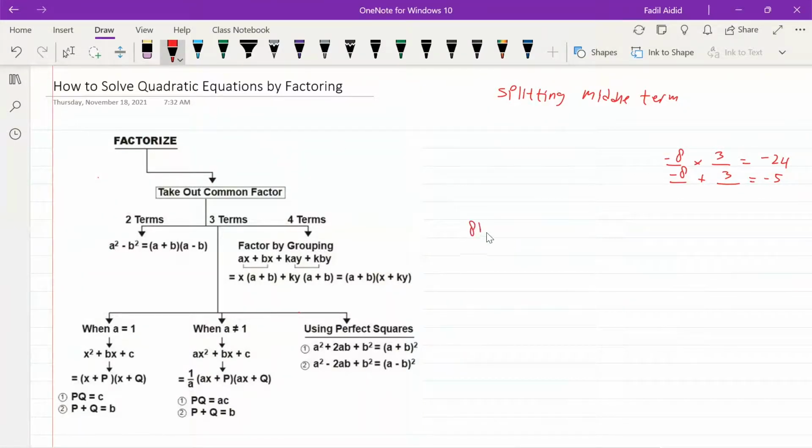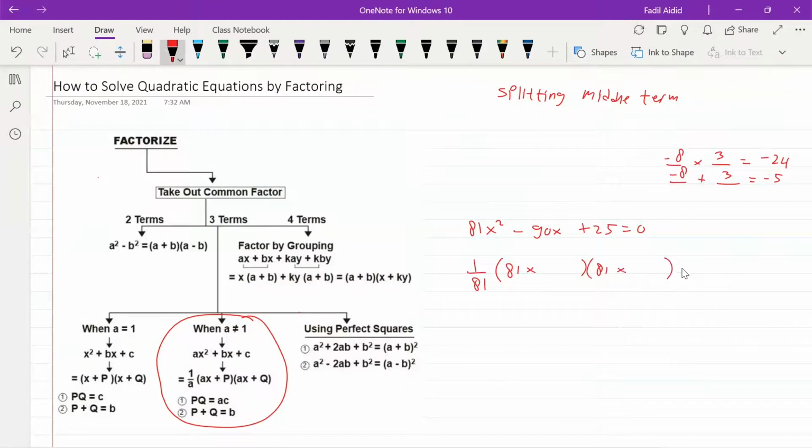For example, like this, 81x squared minus 90x plus 25 equals 0. Now you can use this, right? Because a is not 1, you can write 1 over 81 and then put the bracket 81x, equals 0, and then find the two numbers that multiply to 81 times 25. But this is really big, too many combinations. This is really time consuming, so this is not ideal, not efficient. So instead of using this way, we can use the perfect square formula.